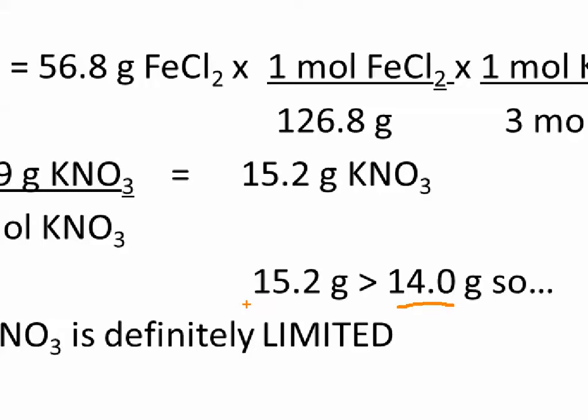Based on the amount of iron chloride we had, we need this much KNO3 in this reaction, but we don't have it. We have less than that. So in step 1 of this question, we have figured out that KNO3 is the limiting reactant.